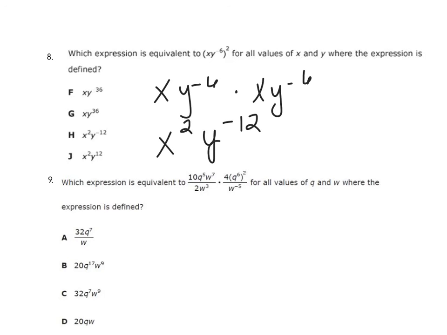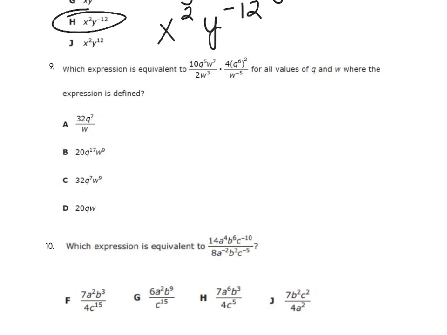And yes, normally this -12 would go to the denominator, but look, they left it unsimplified over here. Okay, because it did just say which expression is equivalent. Okay, wouldn't be simplified, but that's okay. If we were going to simplify it, that y to the -12 would go to the denominator.